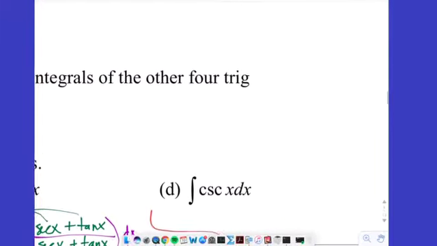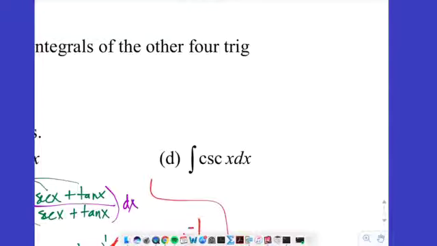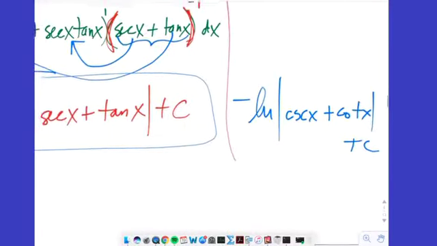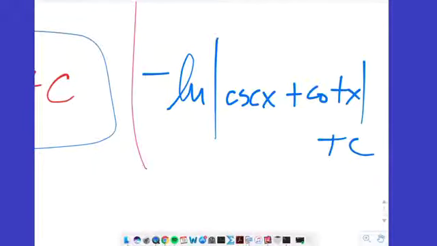Same thing on cosecant. What is the derivative of cosecant? Negative cosecant cotangent. Well, you're in luck. The antiderivative is also exactly the same. It is negative cosecant cotangent. But once again, a little bit of extra. You're adding inside an absolute value behind a log with a plus C. But other than that, spitting image twins. Identical twins. Can't tell them apart.